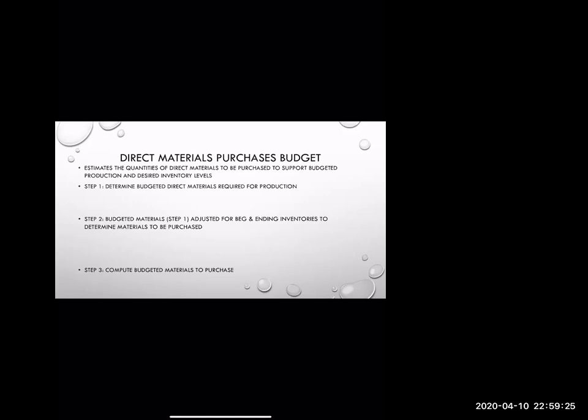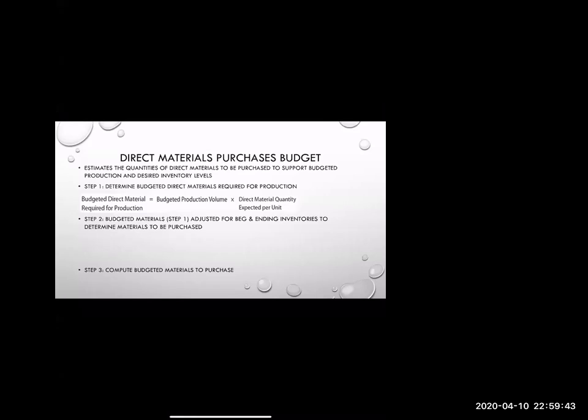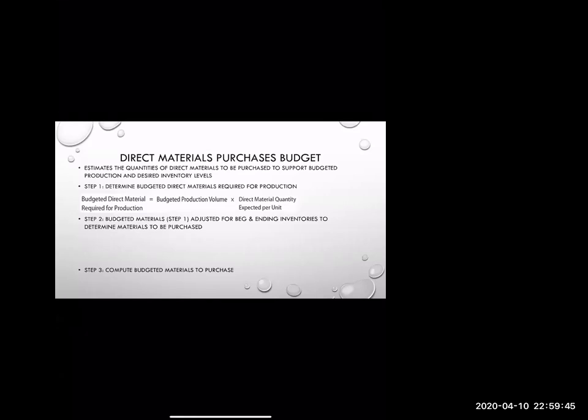The direct materials purchase budget estimates the quantities of direct materials to be purchased to support the budgeted production and desired inventory levels. Step one of the process is to determine the budgeted direct materials required for production. We look at the budgeted production volume, which we get from the budget before this, the production budget, and multiply that by the direct material quantity expected per unit.